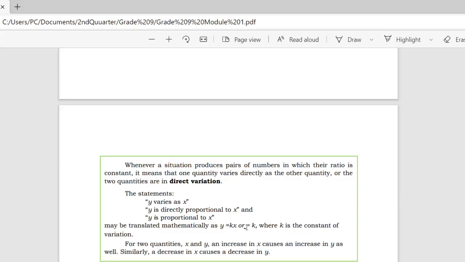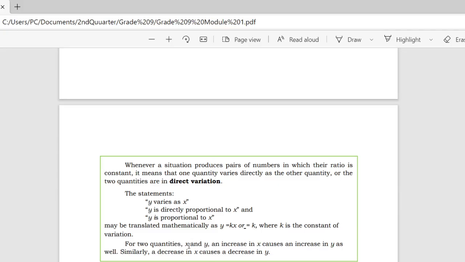wherein it should be like this. This one here should be y over x equals k. So make a correction here. This must be y equals k times x, or y over x equals k. So dapat yun meron dito banda ha. Do not forget to write y over x equals k, wherein k is the constant of variation. Okay, your k there is constant of variation.